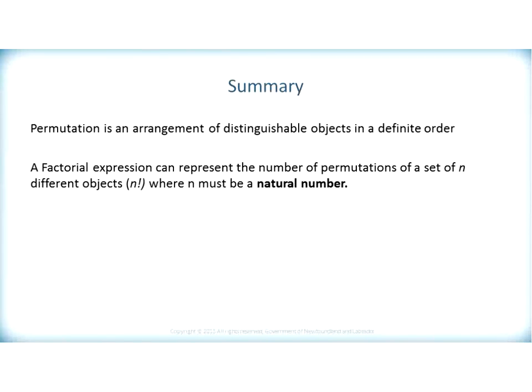So in summary, a permutation is an arrangement of distinguishable objects in a definite order. In this case, order matters. A factorial expression can represent the number of permutations of a set of n different objects, that is n factorial, where n must be a natural number.